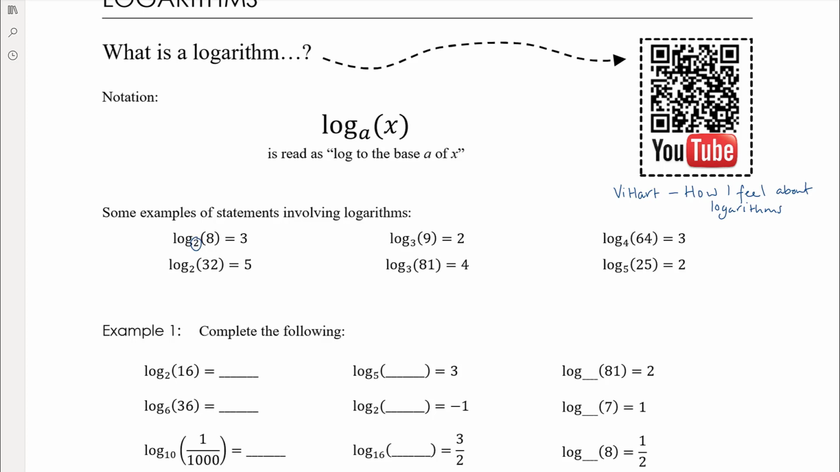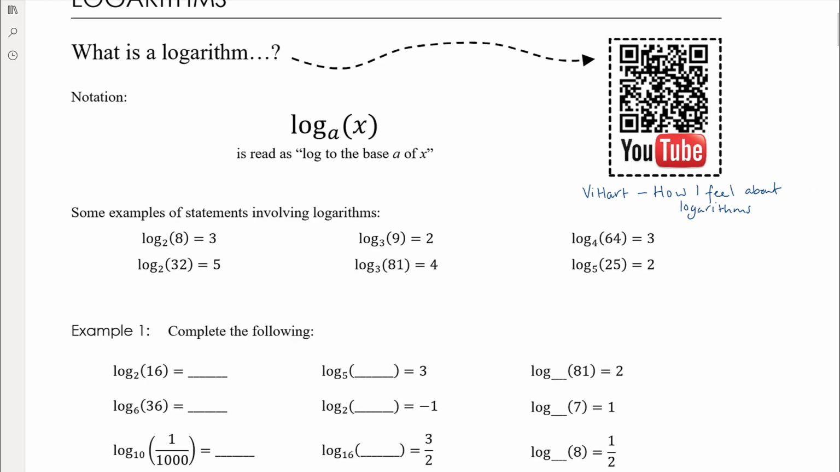If we've got 2 to the power of what is equal to 8, that is the same way of asking the question: if I'm counting in a times 2 sort of way, how many steps to get to 8? It's the same as saying 2 to the power of what will give me 8. Okay, log base 2 of 32 is equal to 5, and that's because 2 to the power of 5 is 32. So each of these has an equivalent exponential statement.